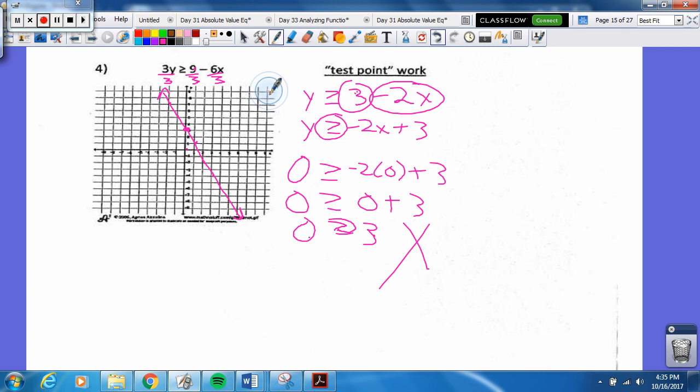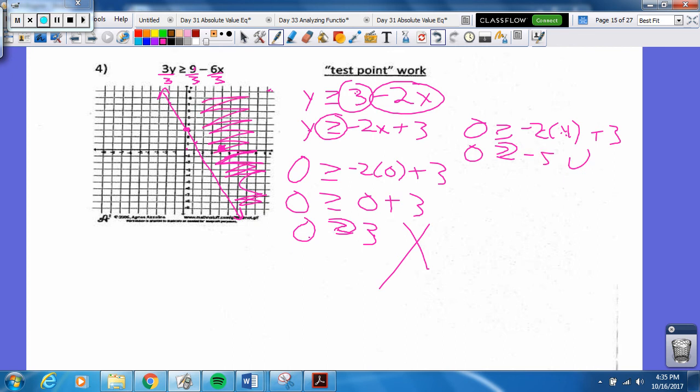Guess what is? Oh yeah, my friend 10 over 10 over there, or anything else. I could put 4, 0. Why not? Let's see if 4, 0 works. So 4 for x, 0 for y. So 0 is greater than or equal to negative 2 times 4 plus 3. 0 is greater than or equal to negative 8 plus 3 is negative 5. Is Pac-Man eating the bigger man? Yeah, it is. So 4, 0 actually works.